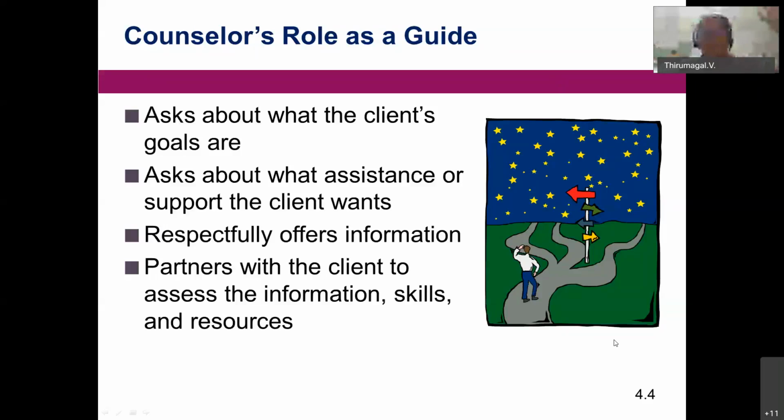He follows the left, right, follows the red arrow, green arrow, blue arrow, yellow arrow. Everything is very, very confusing. But he's hopeful. Right in front of him, he sees a lot of stars. He's hoping that his life will become very beautiful and very meaningful. Every client comes with some kind of a hope like that, but he is lost.